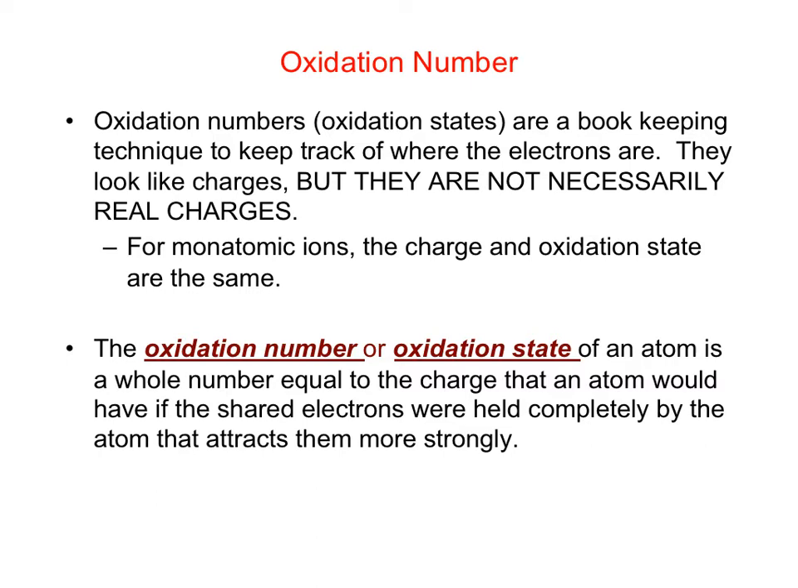Right? So this goes back to water. We said water is polar because the electrons are more attracted to the oxygen. And so if oxygen got all of the shared electrons completely, then it would have a -2 charge, and each of the hydrogens would be a +1. Now we know that's not true. We know that they really only have partial charges. This is just how it works in the case of oxidation numbers or oxidation states.